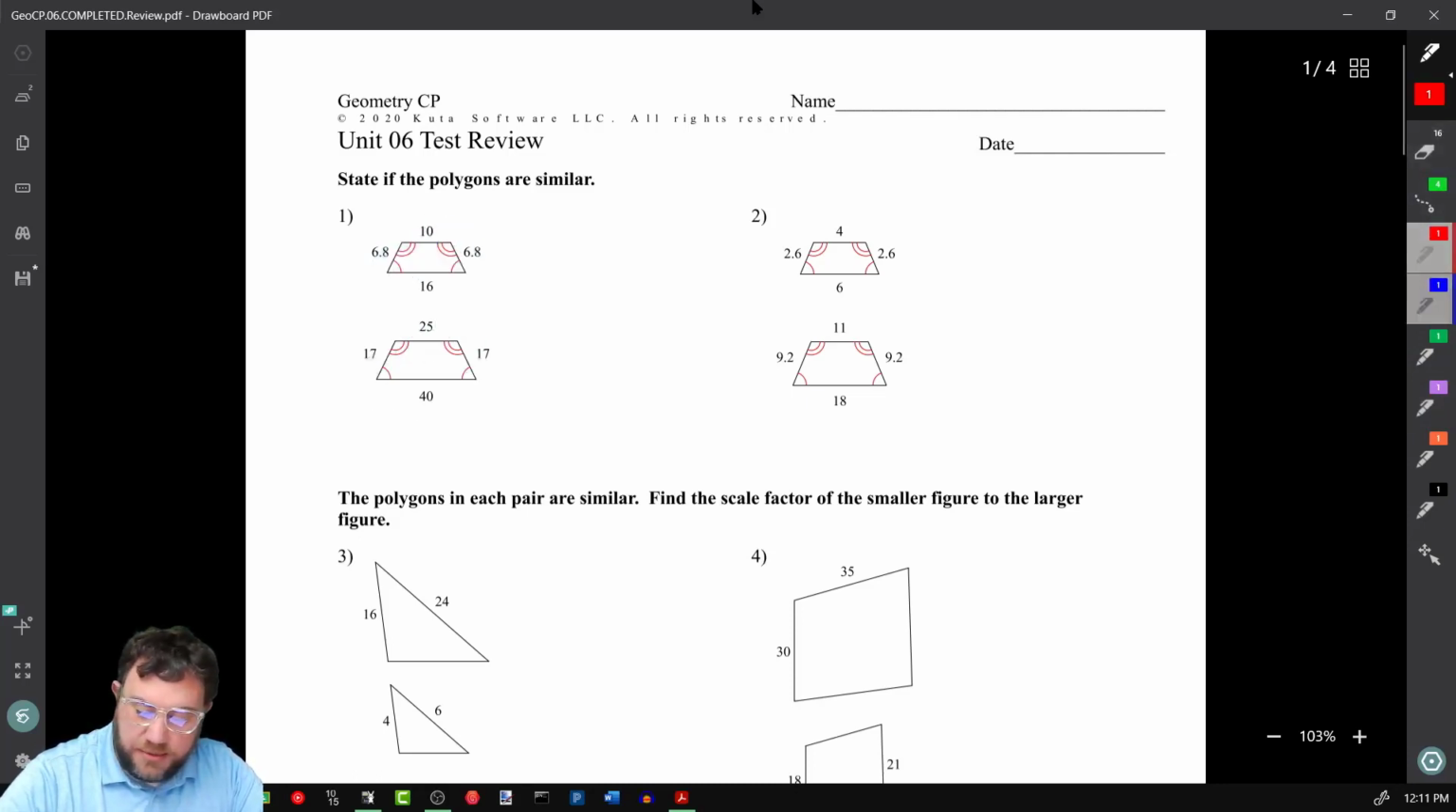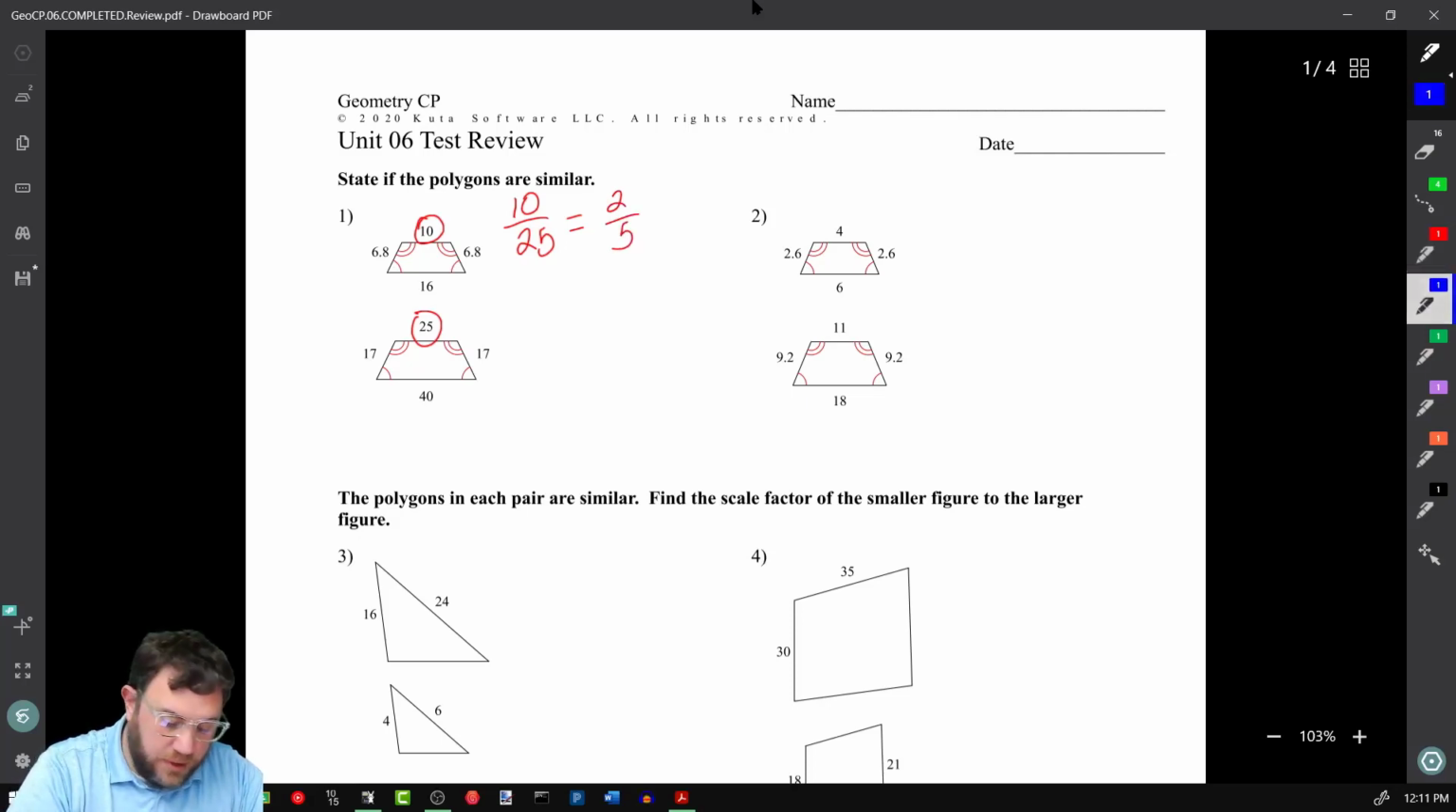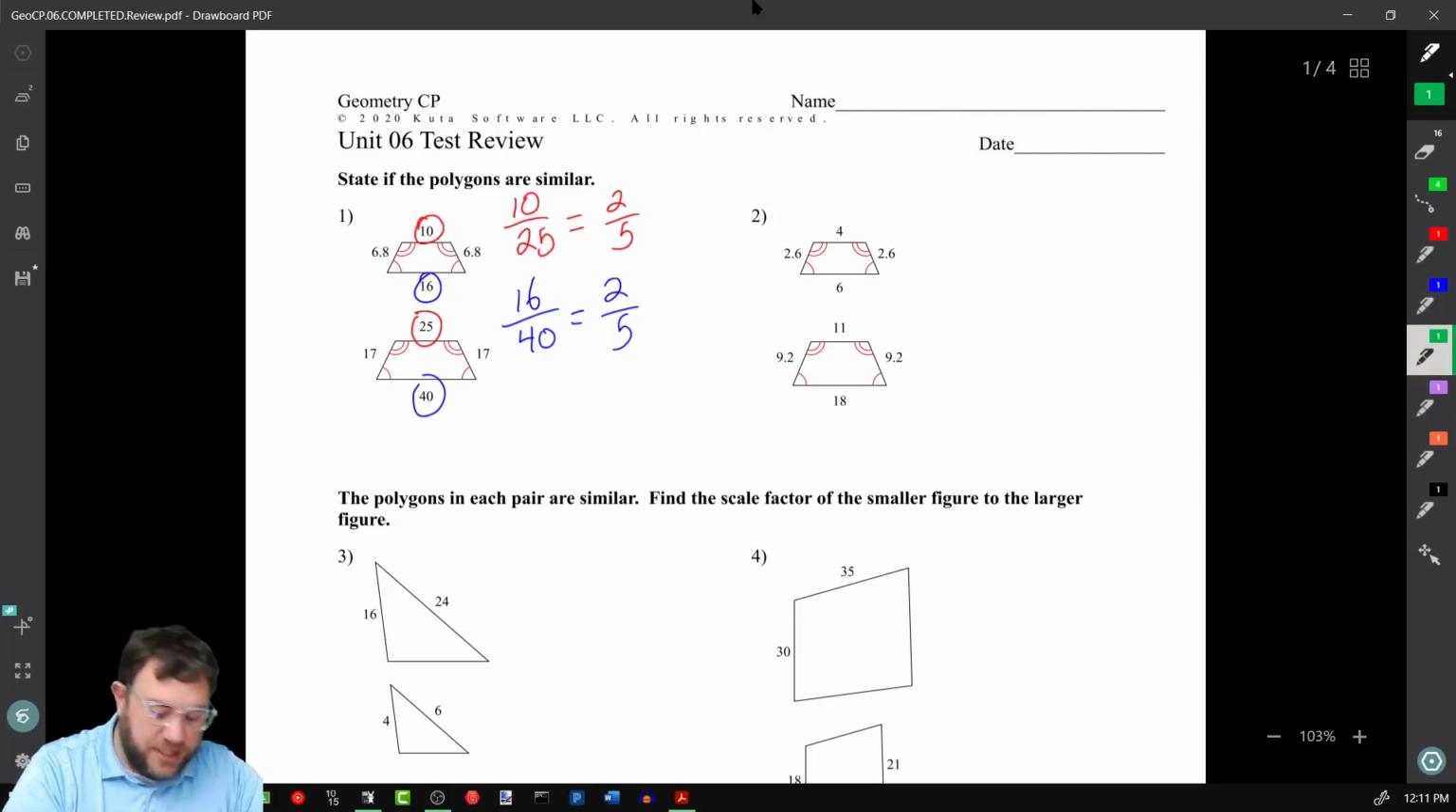I'm going to erase that so we can see the numbers well enough. So now we need to check the sides. And so we want to pair up 10 and 25 and then reduce that fraction. So 10 over 25 is 2/5. We do 16 over 40. That also reduces to 2/5. And then for the other two, since they're the same, we only need to do it once. So 6.8 over 17. Now that's not a normal fraction.